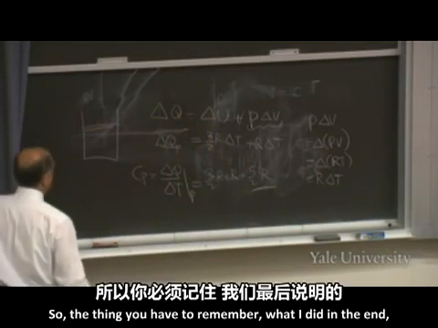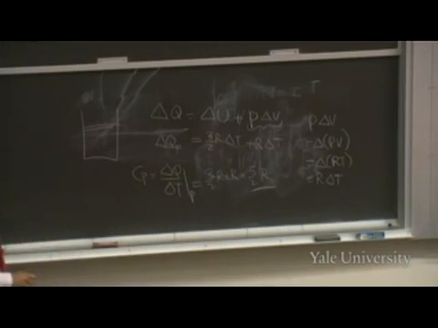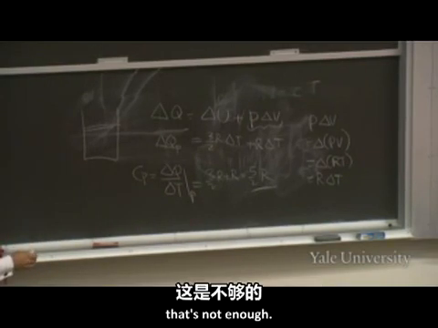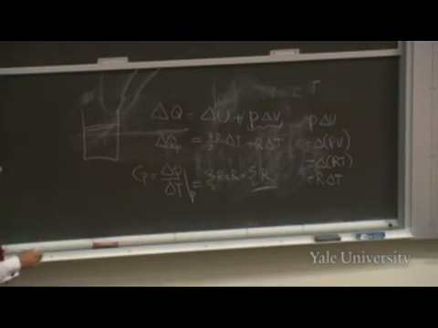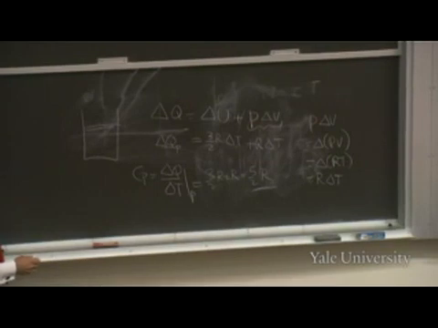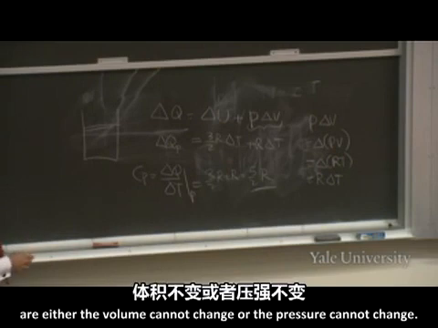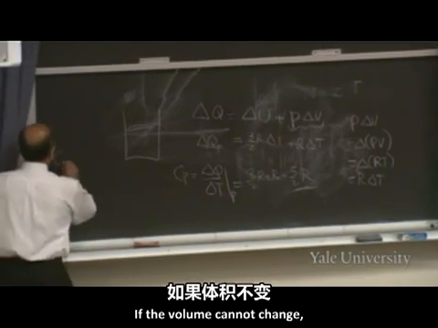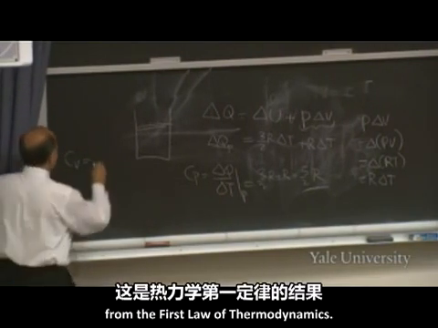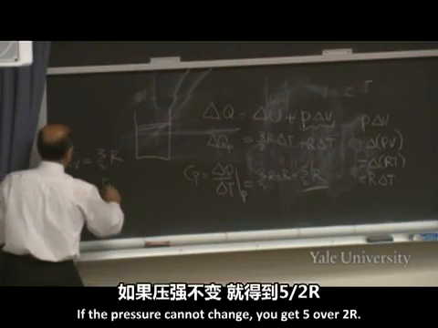So the thing you have to remember, what I did in the end, is that a gas doesn't have a single specific heat. If you just say, put in some heat and tell me how many calories I need to raise the temperature, that's not enough. You have to tell me whether in the interim the gas was fixed in its volume, or changed its volume, or obeyed some other condition. The two most popular conditions people consider are either the volume cannot change or the pressure cannot change. If the volume cannot change, then the heat you put in goes directly to internal energy from the first law of thermodynamics. That gives you a specific heat of 3 over 2 R. If the pressure cannot change, you get 5 over 2 R.